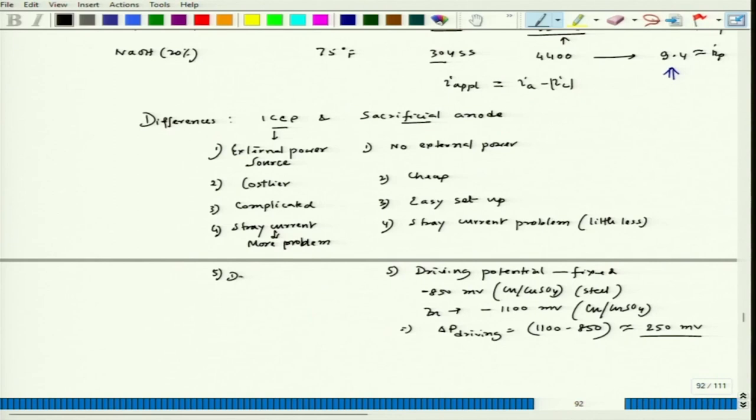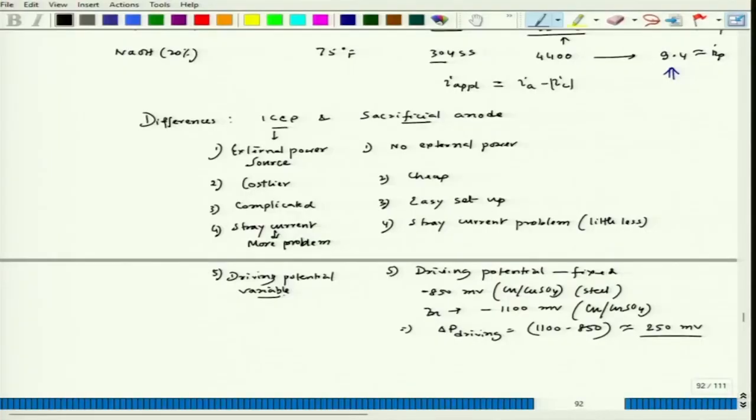but here we can have the driving potential varied. In fact, in case of ICCP, we can increase the DC power source rating, or we can operate at a low value. It depends; a variable DC power source we can employ, and that can enable us to control the potential requirement or the current requirement during different seasons, or if the soil resistivity changes. Then we can control by changing this driving potential, which is controlled by the external power source, which can be variable. Now, these are some of the differences between ICCP and sacrificial anode.